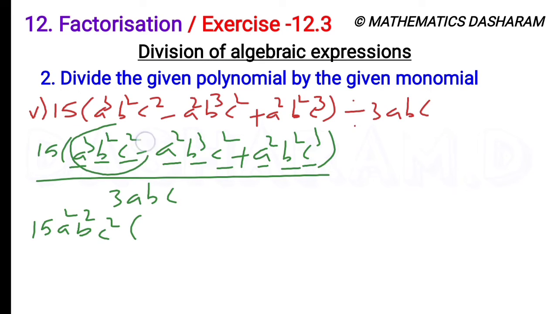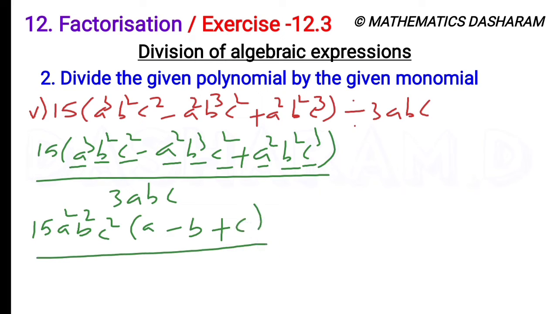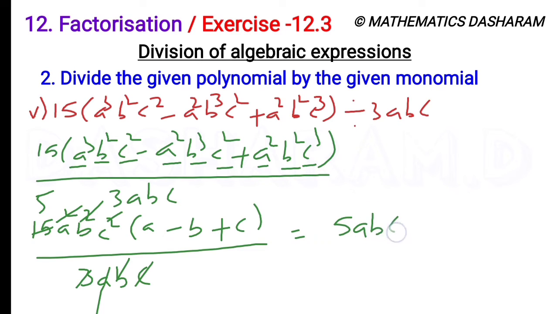So here the remaining term is just a, and here just b, and here is c, divided by 3abc. Here 3 ones are 3, 5s are 15. See here, out of a square one a will get cancelled. Here same b and here c. So then the answer is 5abc bracket of a minus b plus c.